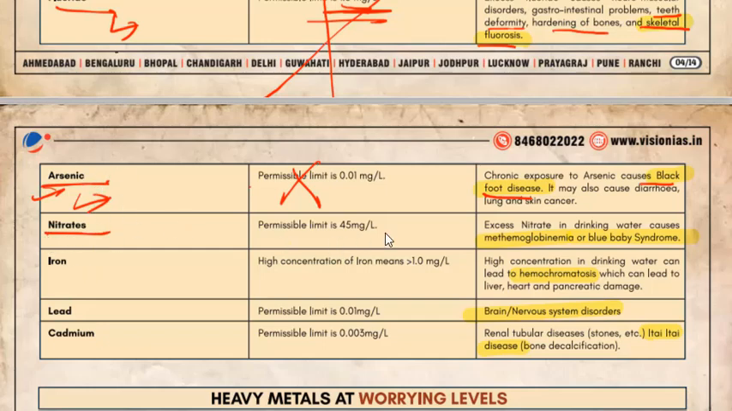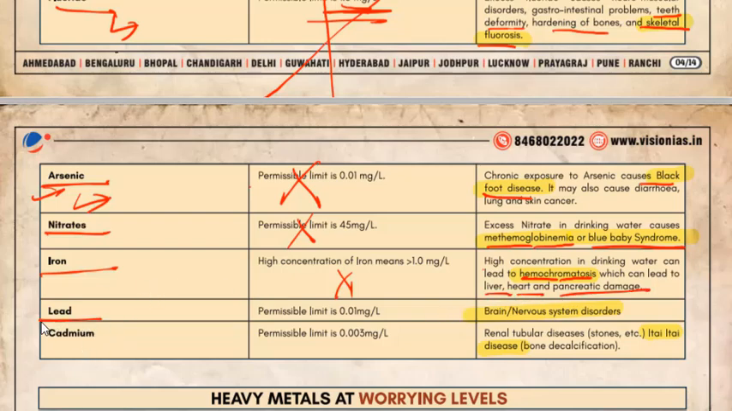Next is nitrates. Permissible limit, no need to remember. Excess nitrate in drinking water causes methemoglobinemia or blue baby syndrome. Blue baby syndrome is quite common. You have to remember also methemoglobinemia. Okay, next is about the iron. High concentration of iron in drinking water can lead to hemochromatosis. Hemo means blood, chromatosis. So basically you can directly remember hemochromatosis, which can lead to the liver, heart and pancreatic damage.